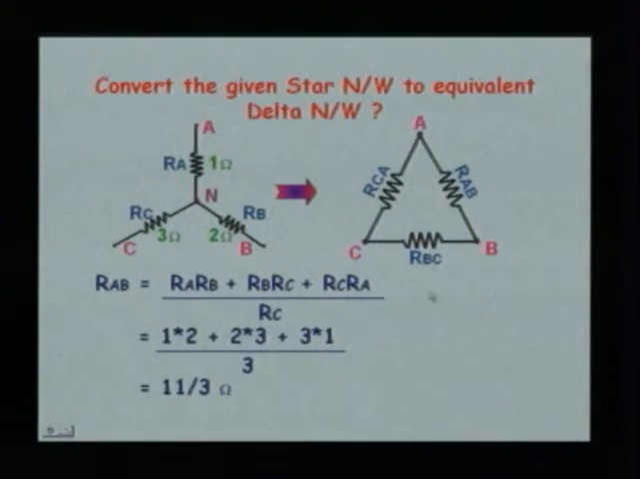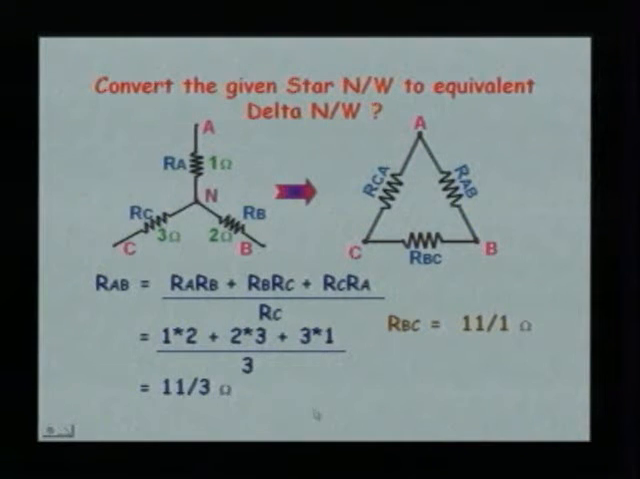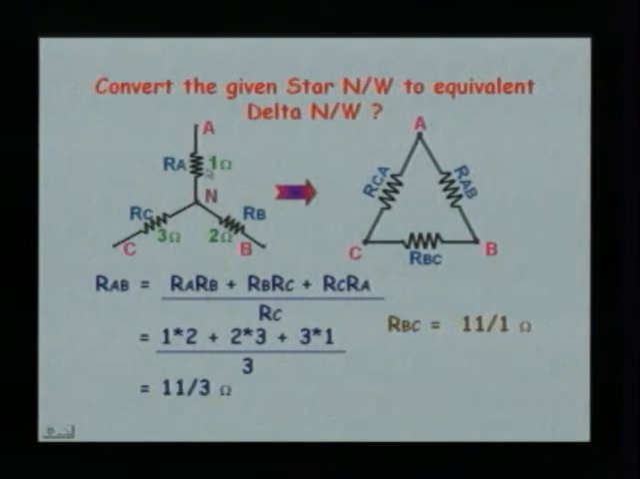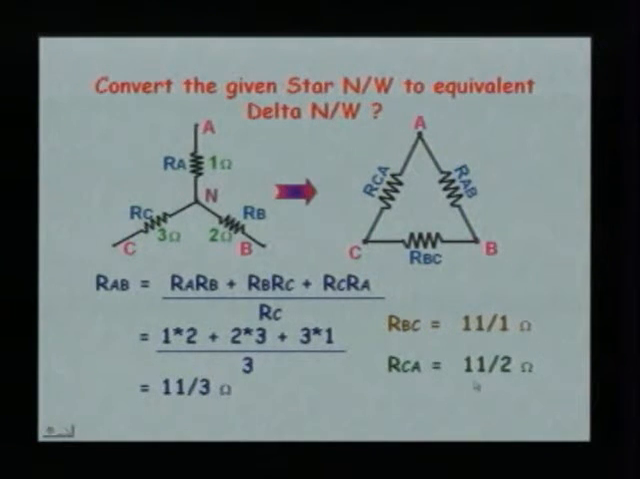Likewise, we can find RBC as well. RBC is equal to 11 by 1 ohm. We know this numerator is common for all the elements; only the denominator changes. For RBC, it has to be RA. RA is 1, so it is 11 by 1 ohms. Likewise, RCA is equal to 11 by 2. For RCA the opposite arm is RB, which is 2 ohms, so it is 11 by 2 ohms.